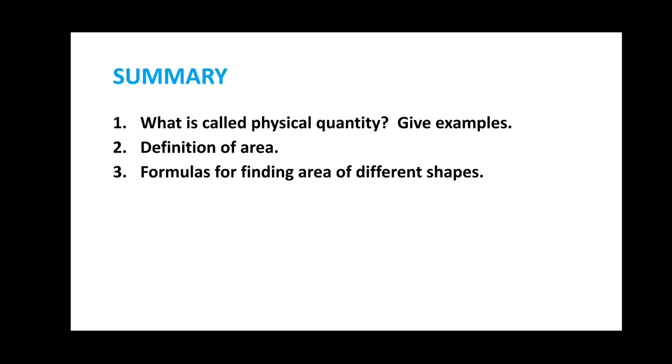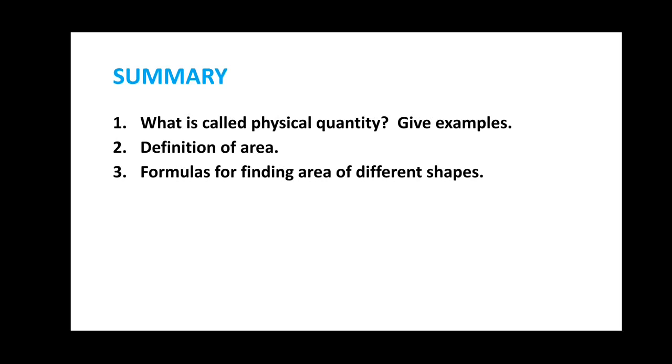Then we learned formulas for finding the area of different shapes. Area of rectangle is equal to length into breadth. Area of square is equal to side into side. Area of triangle is equal to half into base into height. Area of circle is equal to pi r square, and surface area of sphere is equal to 4 pi r square.